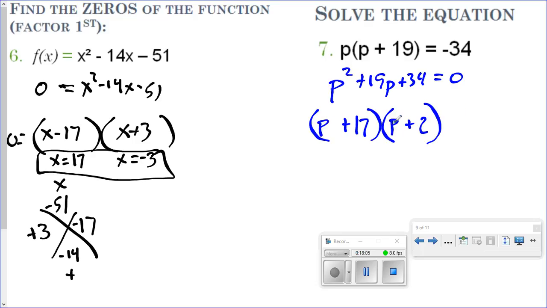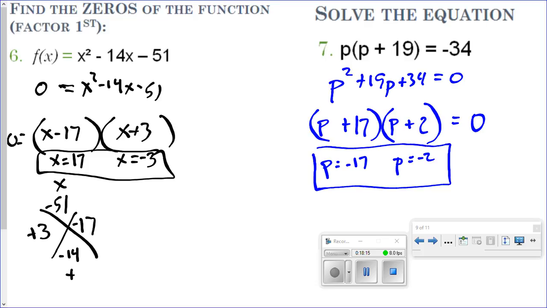When I add them together, guess what? It makes 19. And if all of this equals 0, then that means p has to be negative 17, or p has to be negative 2.